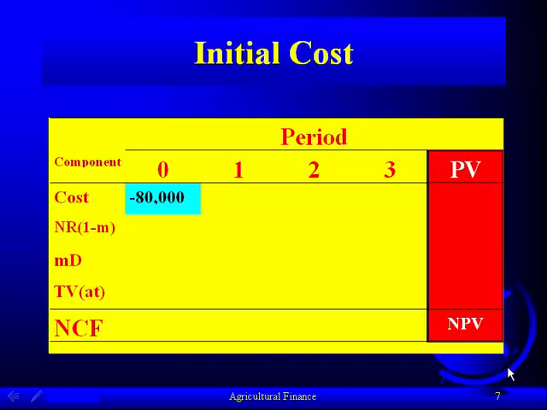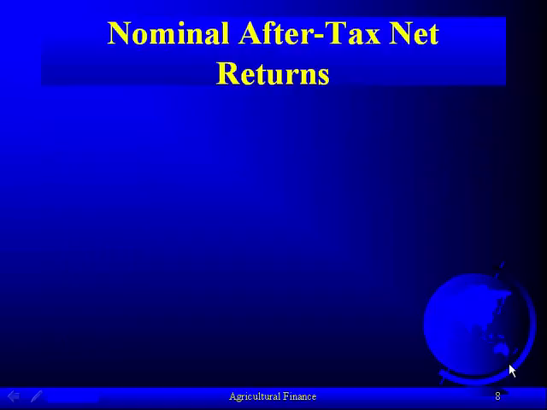Okay, if you look at this problem, we know that this farmer again can purchase this center pivot irrigation system for $80,000. The next component, you remember we've got the 4 components of the capital budgeting problem, so it shouldn't be a surprise now that we're going to talk about the nominal after-tax net returns.